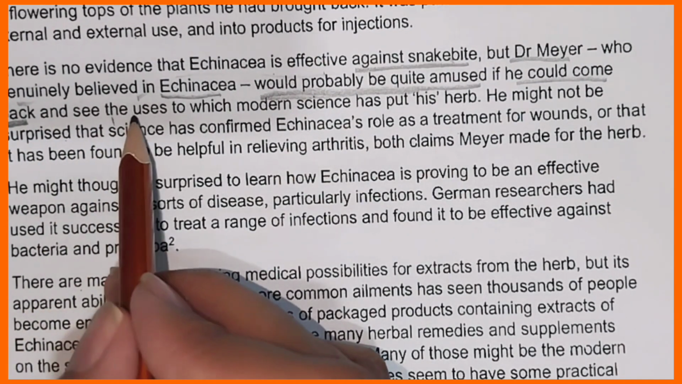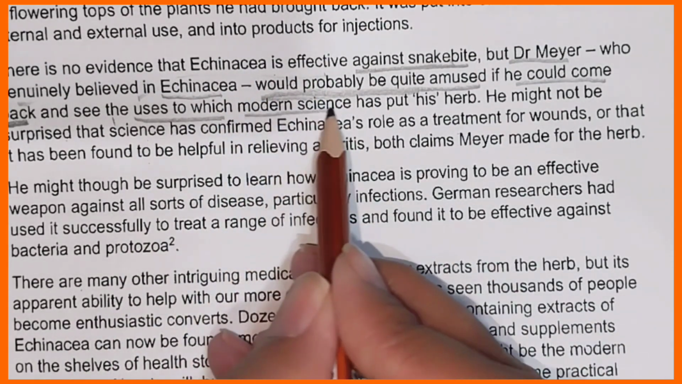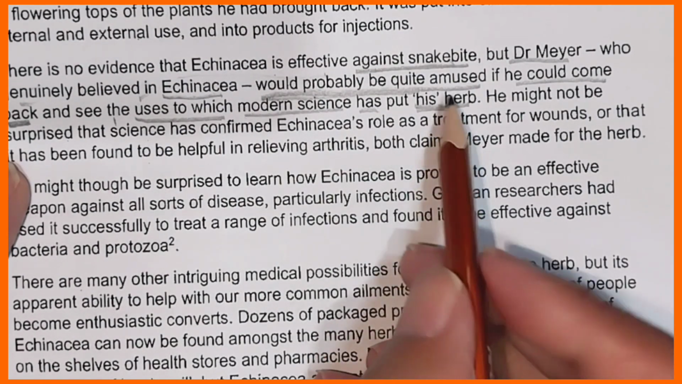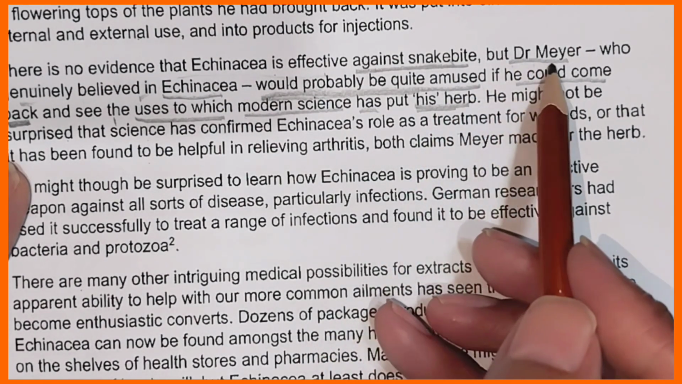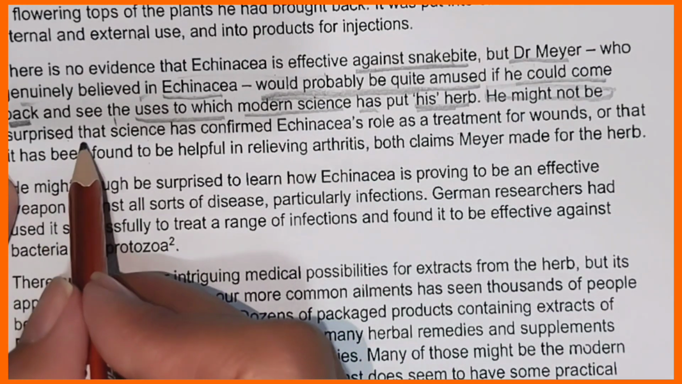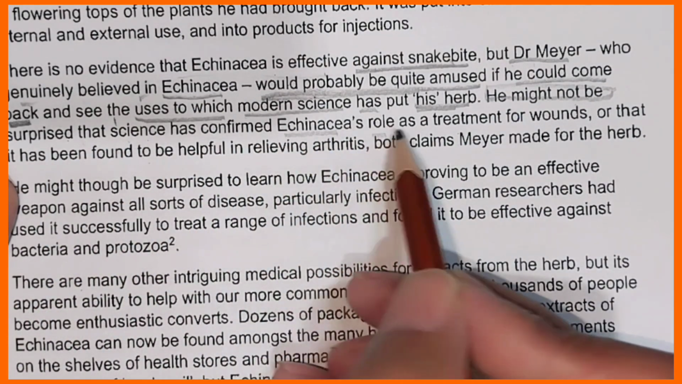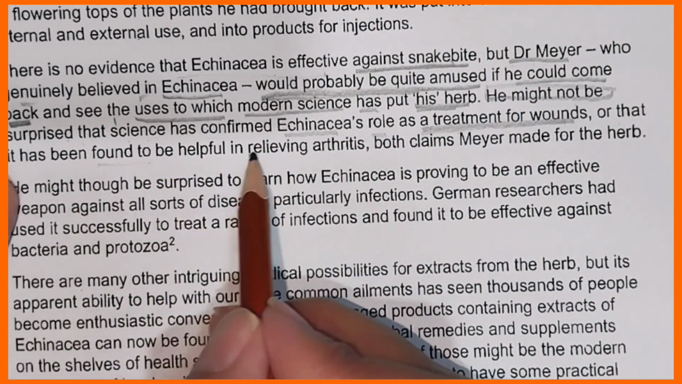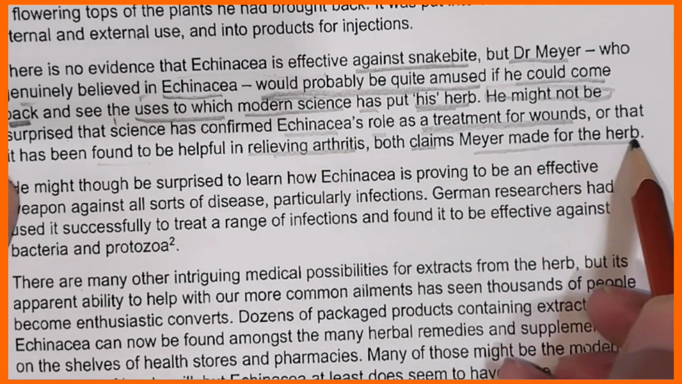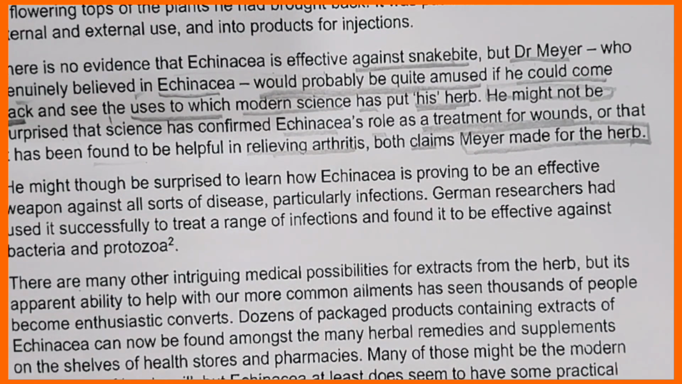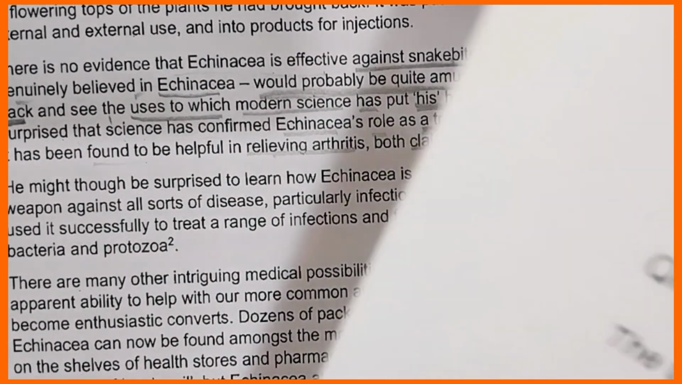if he could come back and see the uses to which modern science has put his herb, like how modern science is using his herb, because this herb was mostly used at the start by Dr. Mayer. He might not be surprised that science has confirmed echinacea's role as a treatment for wounds, or that it has been found to be helpful in relieving arthritis, both claims Mayer made for the herb. So what claims did Mayer make for the herb? Now they are authorized, or you can say they are correct by the science.